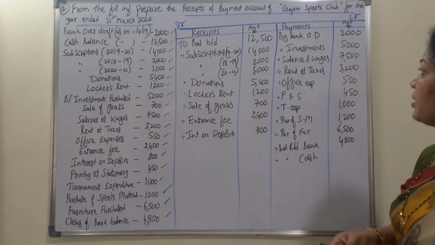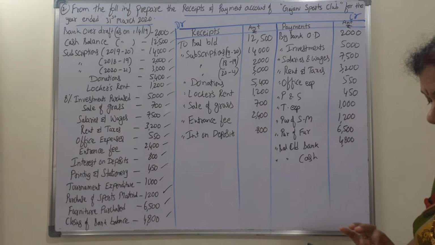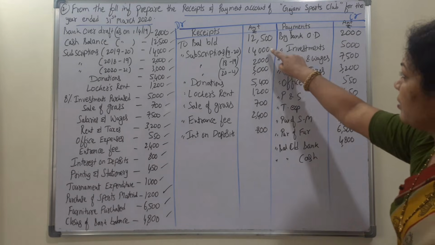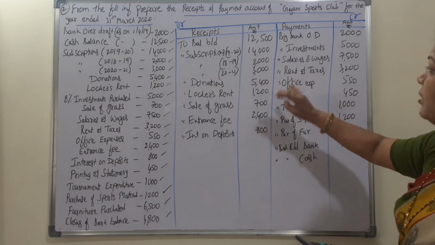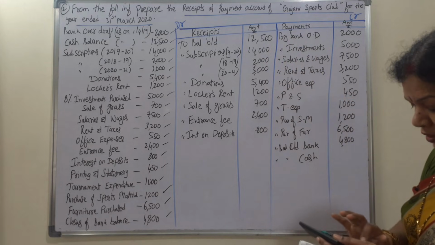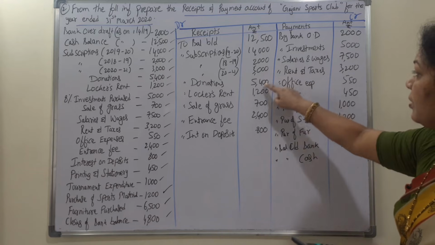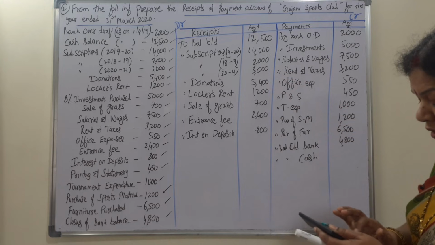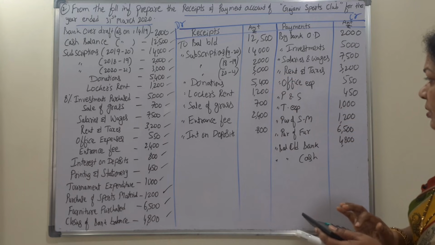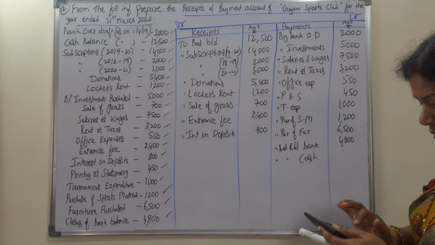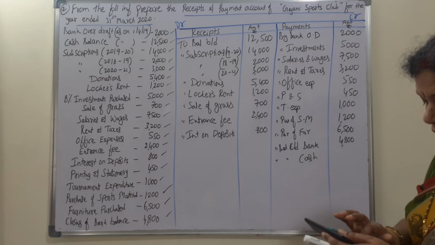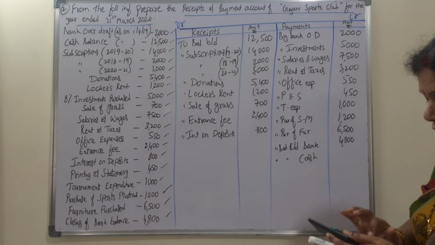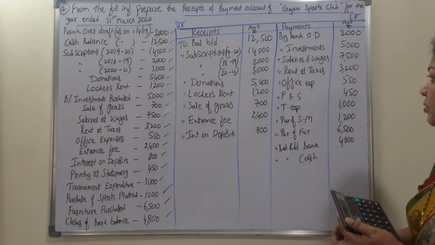So we'll use the calculator. 12,500 plus 14,000, 16,000, 17, 18, 19,000, 5,400, 1,200, 700, 2,400, 800. 42,000 is the total.